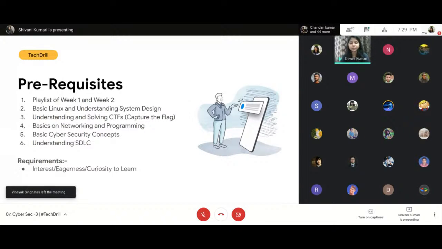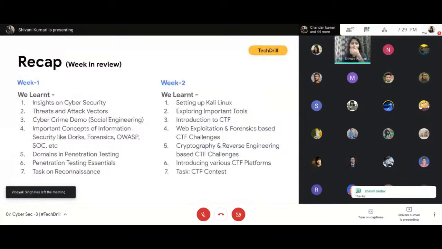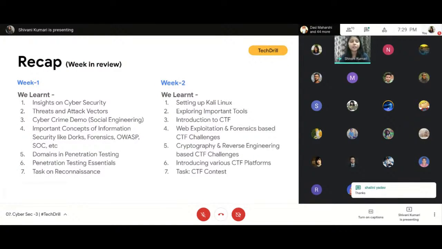So moving forward, recap. I'll just quickly give an overview of what all has happened till date so that we don't miss any concepts. So let's take week one. We had insights on cybersecurity, where we understood various products and services based on cybersecurity.